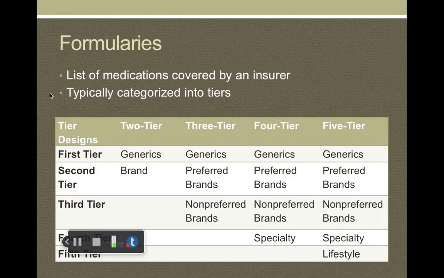So formularies are something that's important to understand for this lab. These were again designed to be a cost containment strategy by our PBMs. And formularies are a list of medications that are going to be covered by insurers. They're typically categorized into tiers. The most common that I've probably seen is 4-tier, but there can be anywhere from 2-tier, where there's just a generic tier and then a brand tier, all the way up to 5 tiers, where they have generics, preferred and non-preferred brands, specialty medications, and then lifestyle medications as well. The higher tier you go, the higher copayment a patient is going to have.